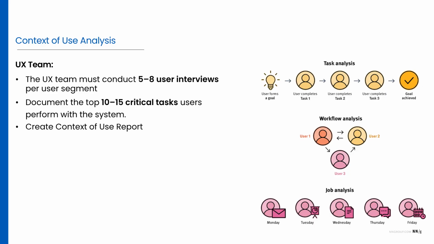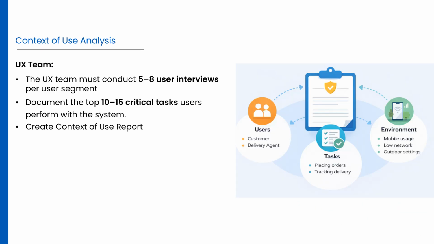A critical task is a key user action that must be completed successfully for the system to deliver its core value. For example, in a food delivery app, placing an order is a critical task, because if the user cannot complete it, the system fails its main purpose. Environmental conditions such as lighting, noise, device type, and workspace constraints must also be recorded. All findings must be compiled into a context of use report, which must be completed before moving forward.